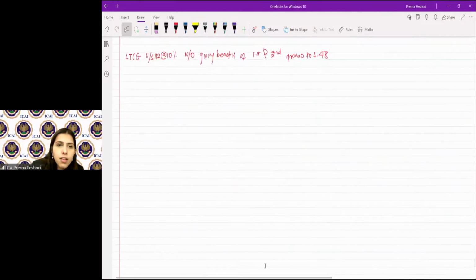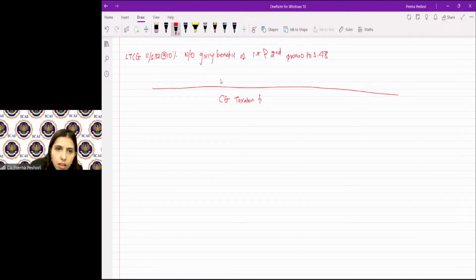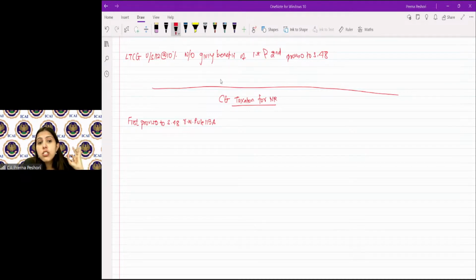So next, write down capital gain taxation for non-resident. The first provision which is applicable is the first proviso to section 48, read with rule 115A. This is the foreign exchange fluctuation benefit which is available to a non-resident. Let us consider what this is, and we will do one example also. Basically, there are two provisions which are applicable only to a non-resident, which is what we are going to consider over here.